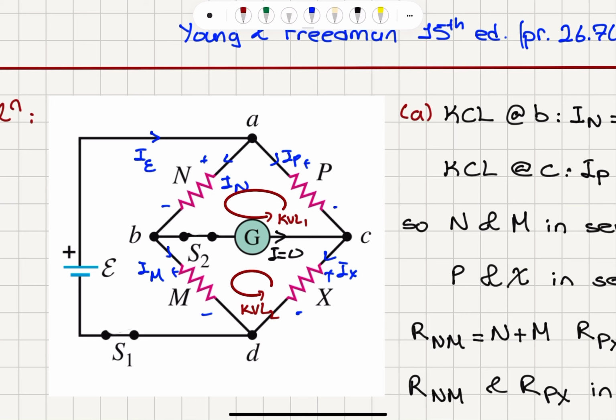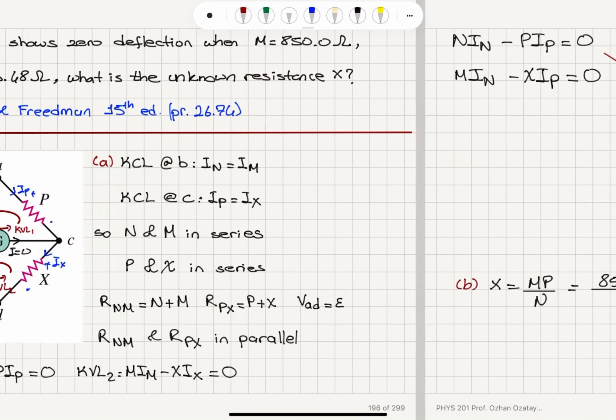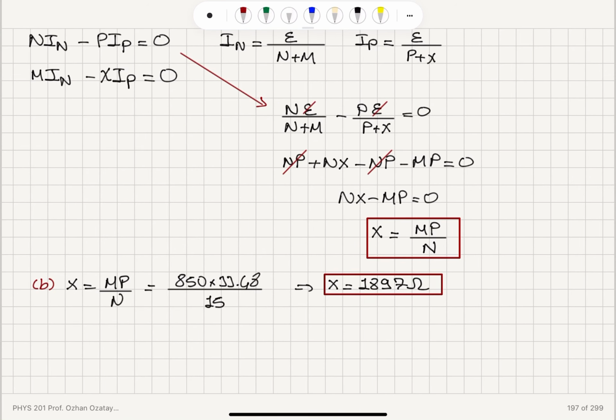When I write Kirchhoff voltage law for this loop, it is NIN minus PIP equals 0, and for this one, it is MIM minus XIX is equal to 0. And here I note that IX is IP, and here I also note that IM is IN. So if I take either of these two equations and write down the current IN and IP as epsilon over N plus M and epsilon over P plus X, I obtain this equation. And when I substitute the numbers in part B to this equation, I can get the unknown resistance.